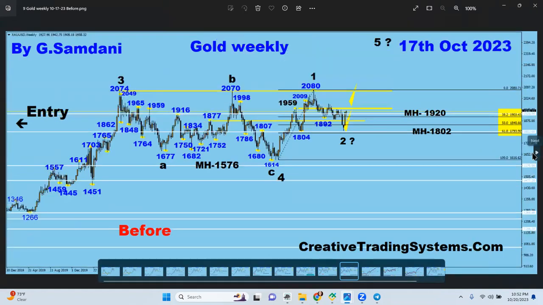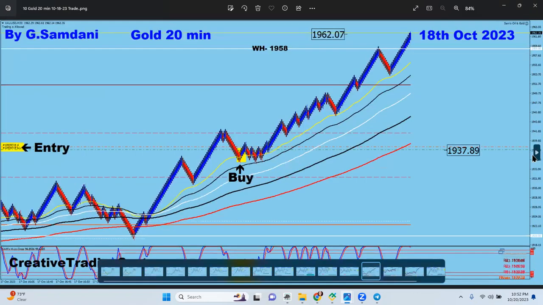So what happened to this chart? It started to go to the upside, and I made this on the 17th October. This chart says that if we're gonna go back to 1959, break that, and we're gonna go maybe towards 2000. These are the numbers in the wells, like 1965 and 1998. So I made this chart after we started to go to the upside and hit that 1959.